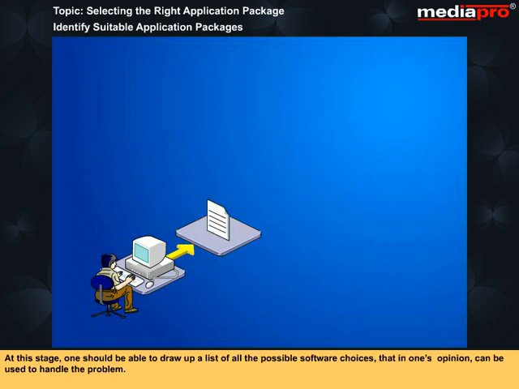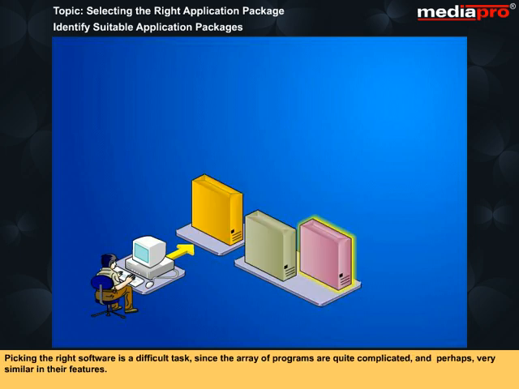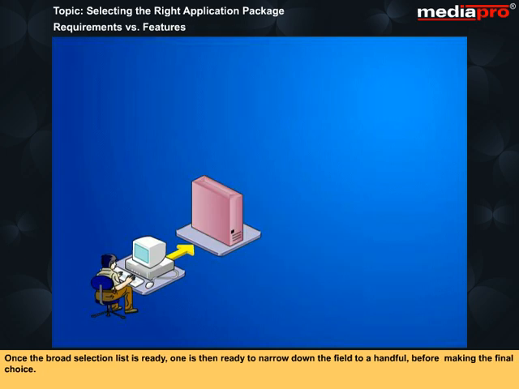At this stage, one should be able to draw up a list of all the possible software choices that, in one's opinion, can be used to handle the problem. Picking the right software is a difficult task since the array of programs are quite complicated and perhaps very similar in their features. Once the broad selection list is ready, one is then ready to narrow down the field to a handful before making the final choice.